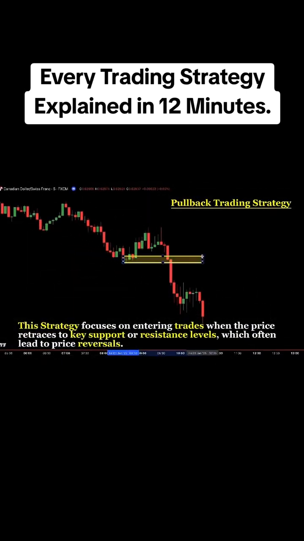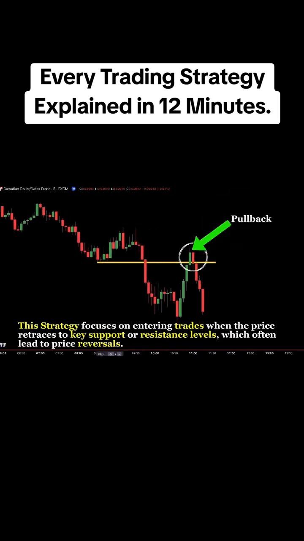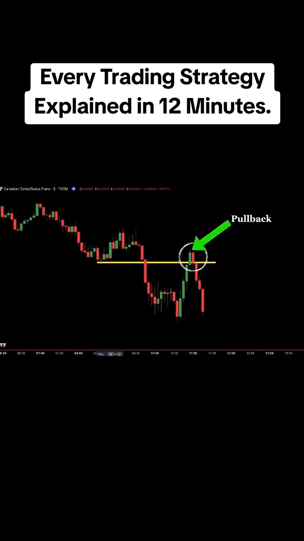The pullback trading strategy. This strategy focuses on entering trades when the price retraces to key support or resistance levels, which often lead to price reversals. This approach provides high probability setups when combined with confirmation signals.